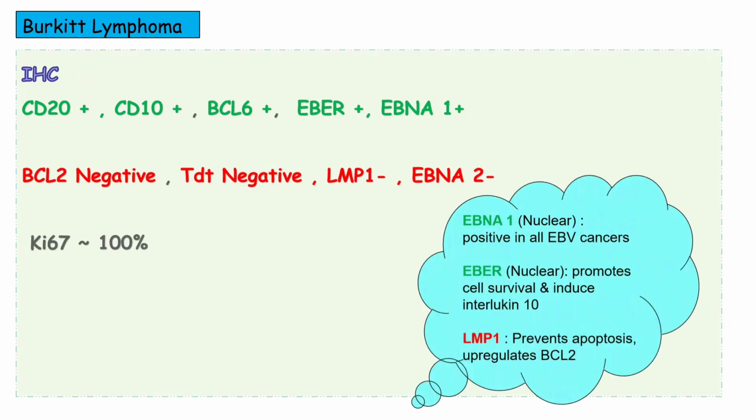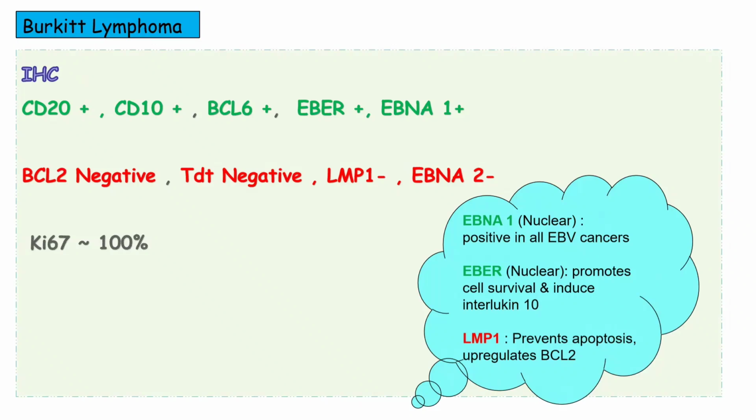EBNA1 shows nuclear positivity, and it is positive in all EBV-associated cancers. It is a nuclear antigen, and it is positive in all EBV-associated cancers. As far as EBER is concerned, EBER is an RNA. It shows nuclear positivity, and it is a microRNA, a non-coding one. Its function is to promote cell survival and induce interleukin 10, and it is positive in Burkitt's lymphoma.